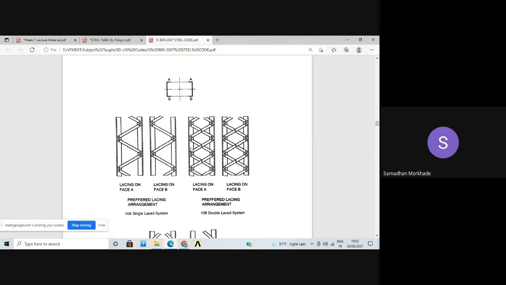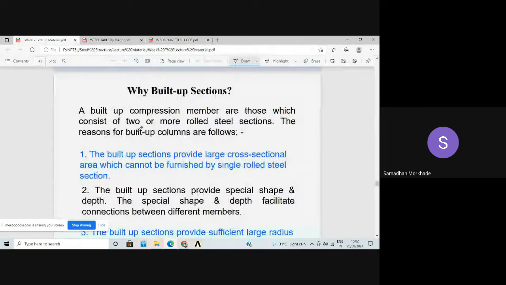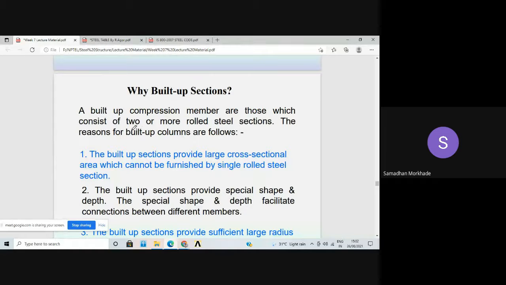Then why is there a necessity to provide built-up sections? Because built-up sections prove to be very economical. By taking proper advantage of the moment of inertia, they increase the load-carrying capacity for the same material. Now I will read these statements: a built-up compression member is one which consists of two or more rolled steel sections.